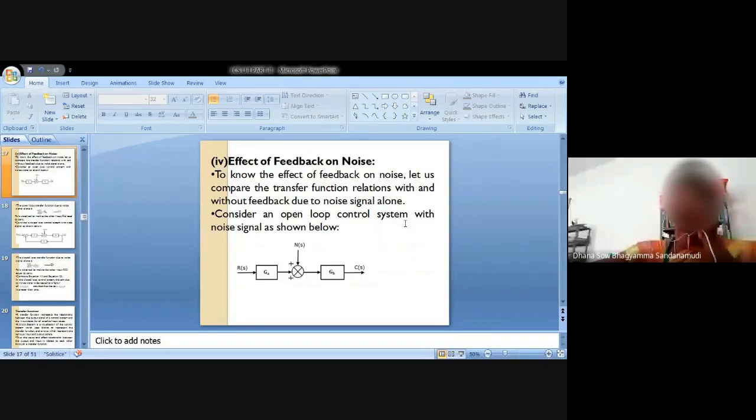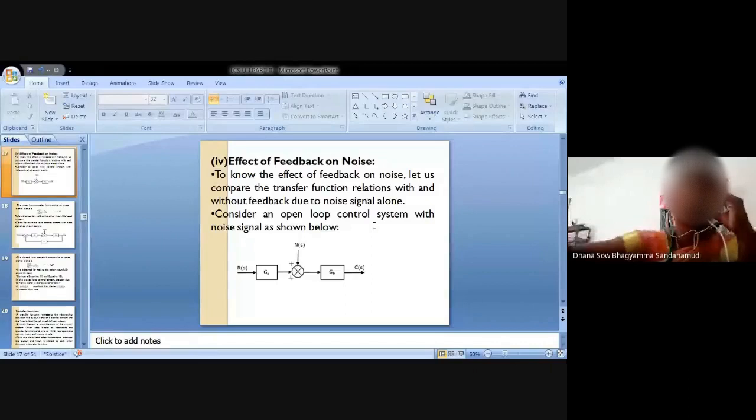Effect of feedback on noise. Let us see how the feedback affects the noise. We know two types of control systems: open loop control system and closed loop control system.